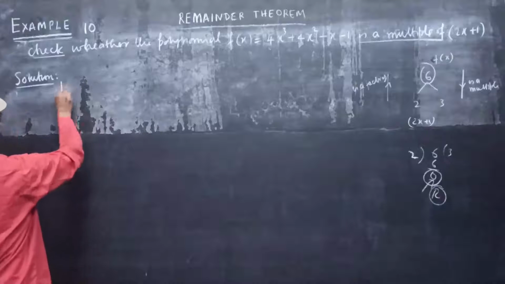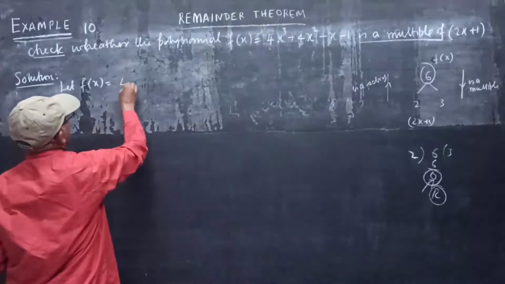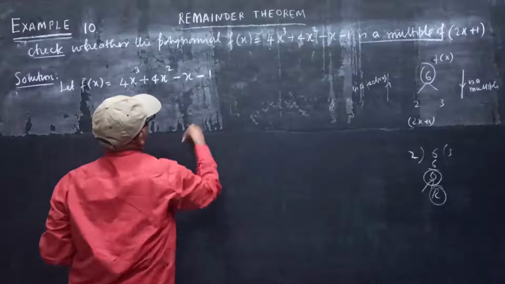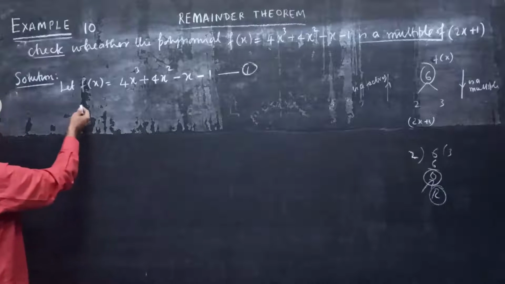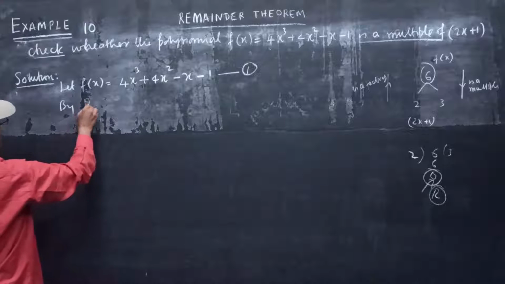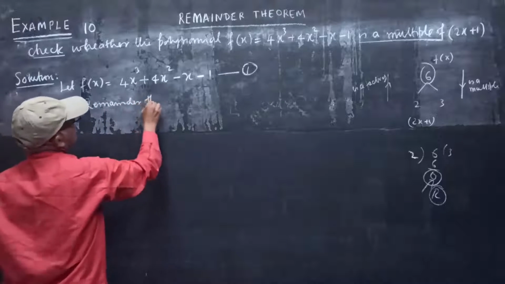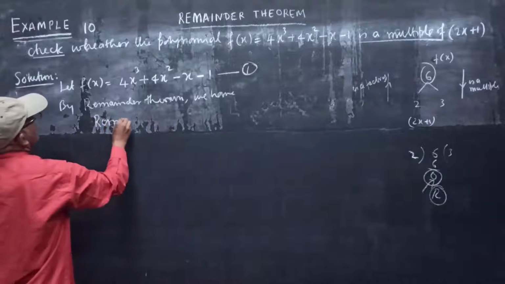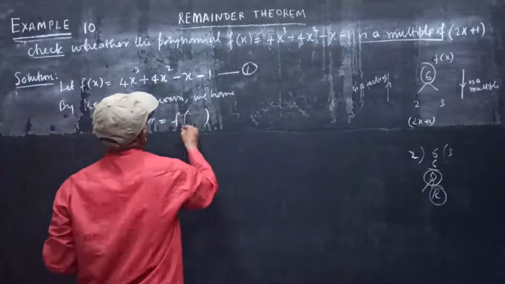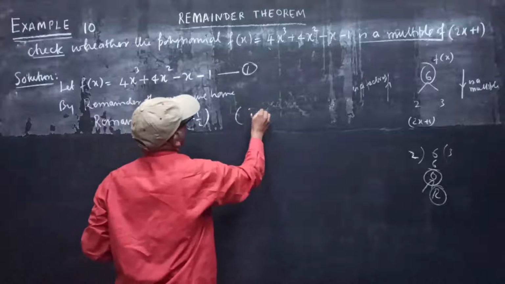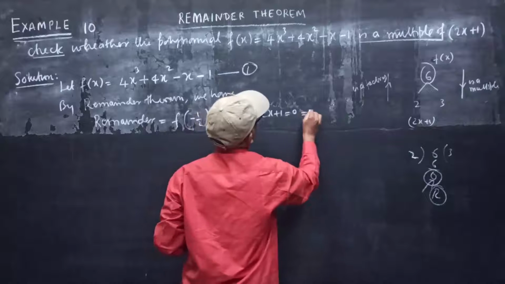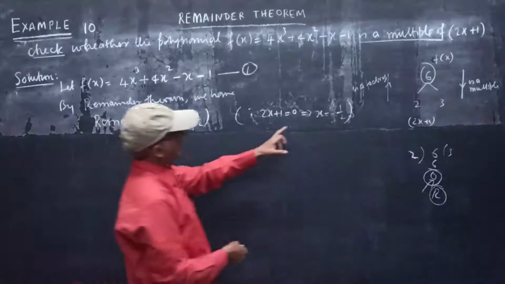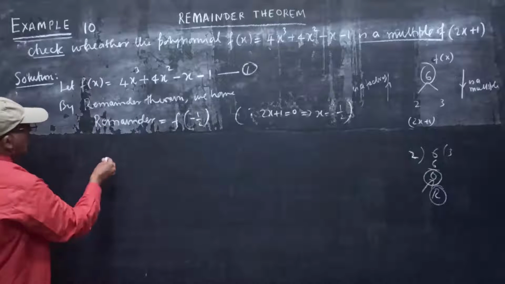Now let us take the polynomial. Let f(x) = 4x³ + 4x² − x − 1. Call it result number 1. By the remainder theorem, the remainder is equal to f(−1/2), because 2x + 1 = 0 implies x = −1/2. Now we have to substitute x = −1/2 in that polynomial. That means we should get the remainder as 0.